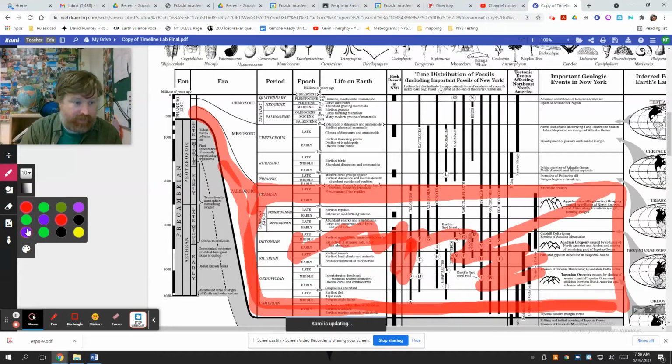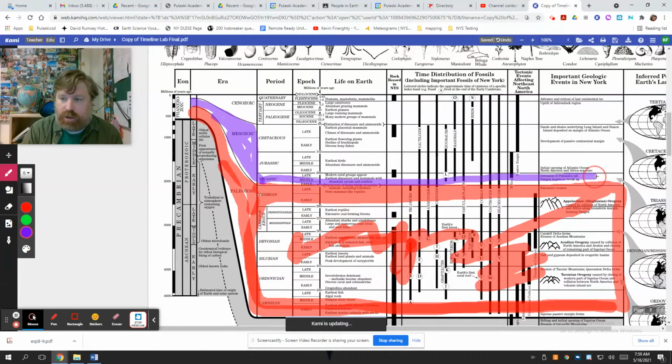Okay. Pick a different color for Mesozoic. I'll go purple. I'm going to thin it down here a little bit so I can get in here. Age of Dinosaurs. I'm doing a purple. Like Barney the dinosaur. All of this stuff, and it goes right to this line. I went over a little bit there.